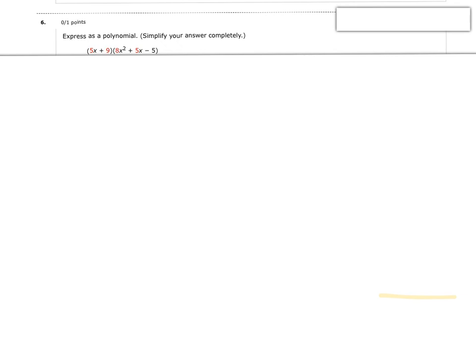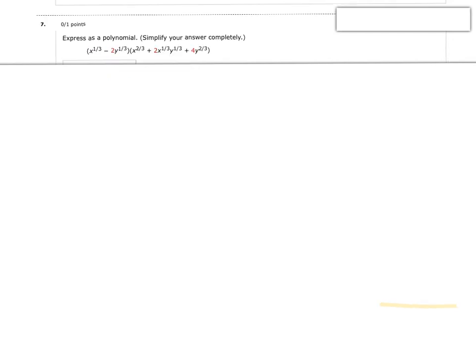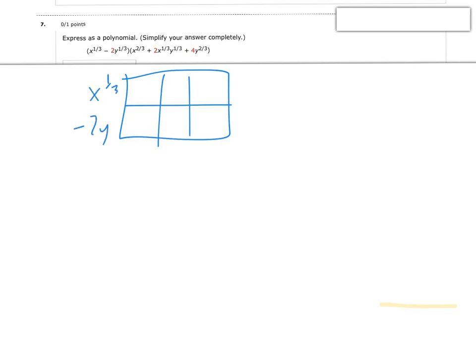All right, next up here, we got a binomial times a trinomial. So I always use the box for that, so I'll let you guys do that. All right, same idea here. We're going to have another box. So I'll draw that one here. I'll do this one. So we get minus 2y to the 1/3.